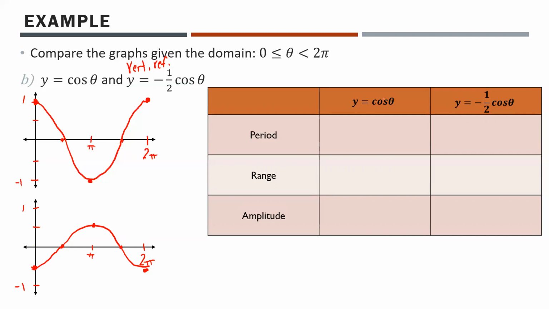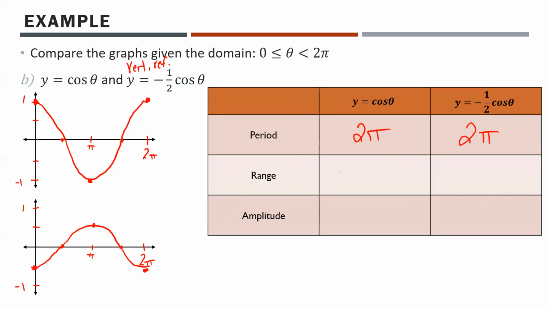Let's start with cosine theta. The period of that, of course, is 2 pi, as it always would be for just a plain cosine graph. But the period of -1/2 cosine theta is also going to be 2 pi. And the reason being is, again, you're only doing a vertical stretch, and if you're only stretching something vertically up and down, you're not changing how long one cycle is, right?